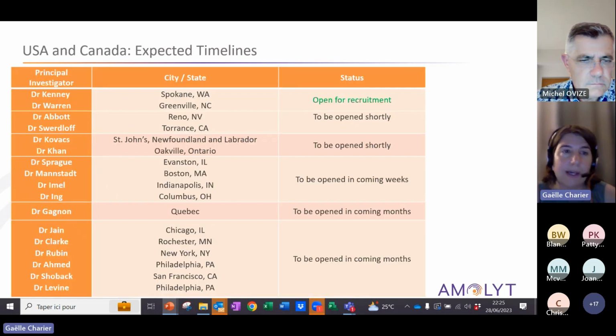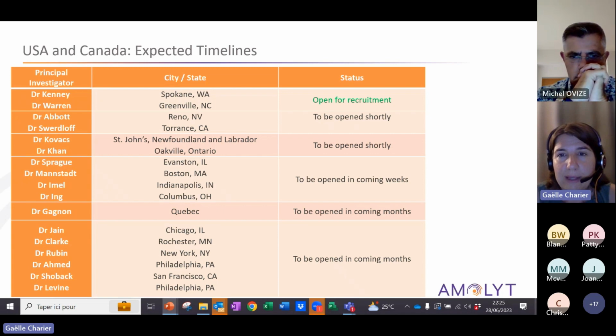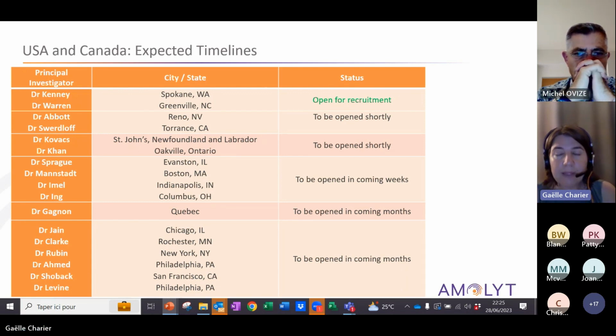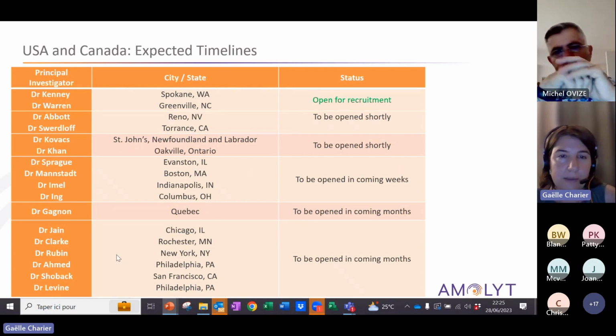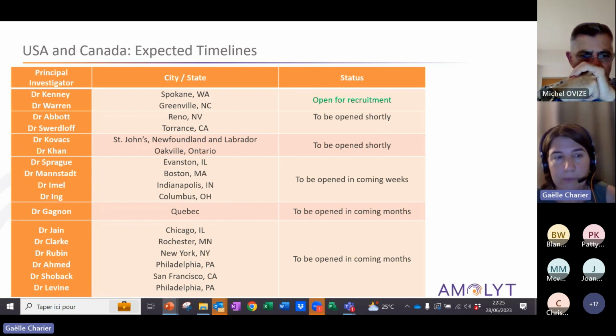So this is the list of sites that will be participating in the US and Canada, with the current status on the right side. As of today, we are very happy to have 2 sites that are already open for recruitment, one in Washington State and one in North Carolina. And we are very close to opening additional sites in the US and Canada. These first 6 sites are very close to being opened. And then we are working actively to open the other sites shortly, in coming weeks or months.